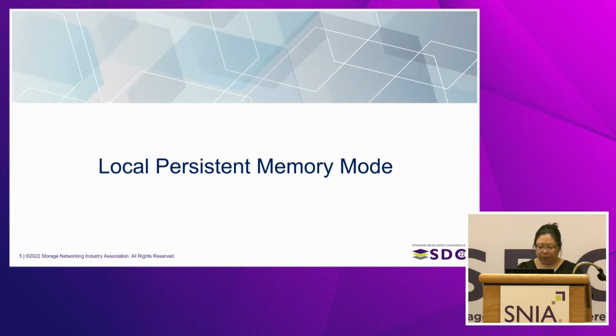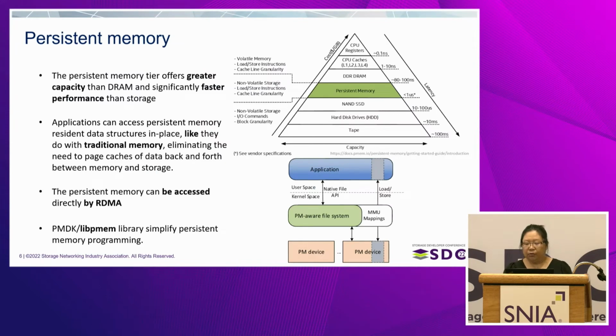Now let's introduce the local persistent memory mode. This is the memory storage hierarchy. From top to bottom, the latency increases. The left side shows the price and capacity: from the bottom to the top, the capacity is reduced, and the cost is increased.